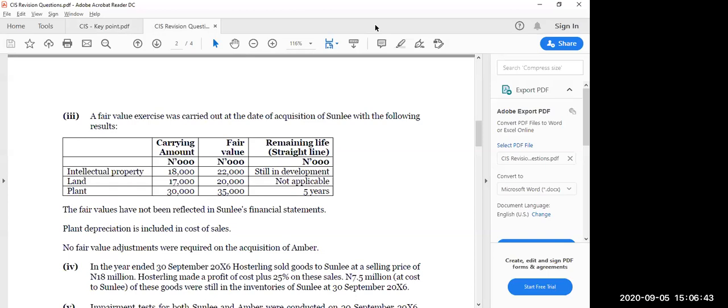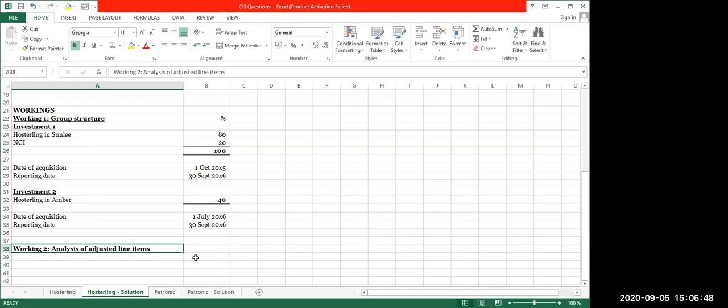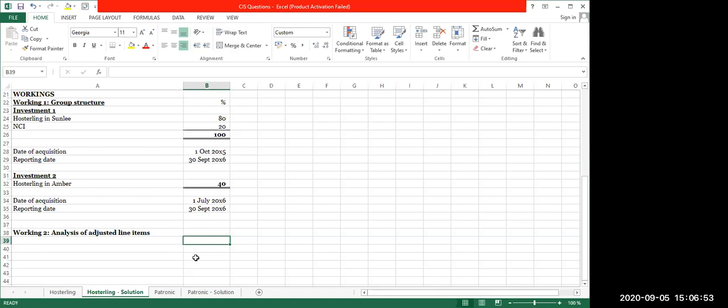So I will just go to our workings. And the question already spelled it out clearly that depreciation should be taken as cost of sales. So it means that I'm going to adjust my cost of sales. So the first company I'll write down here is Hostaling. And the second company is Sunli.